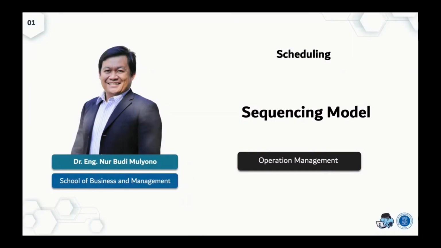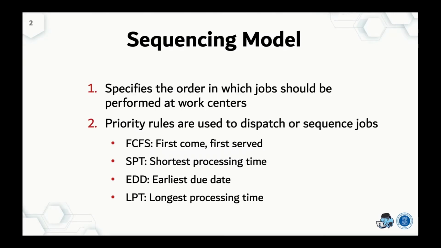Let's continue the discussion on the sequencing model. In the previous video, we already discussed the assignment model, which assigns a job to a resource. In that case, we discussed one-to-one assignment. In this sequencing model, there are several jobs waiting to be assigned to one resource, in this case a work center. So the sequencing model specifies the order in which jobs should be performed at a specific resource or work center.